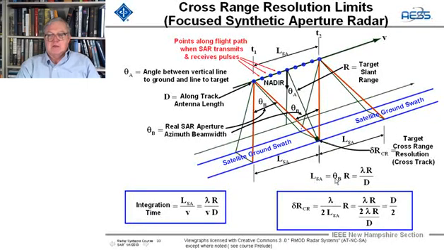And the synthetic aperture length is the beam width times the range, and it is that quantity. And then the integration time that we have is the synthetic aperture length divided by the velocity of the aircraft. And that's just this quantity. And so when we combine them, we see that the cross-range resolution that we get just comes to d over 2, which is just the size of the antenna.